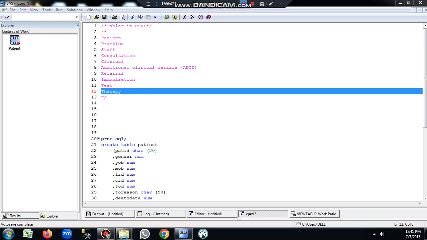So now we have got the overview of the different tables that are there. Now we will go into each table and discuss in detail.